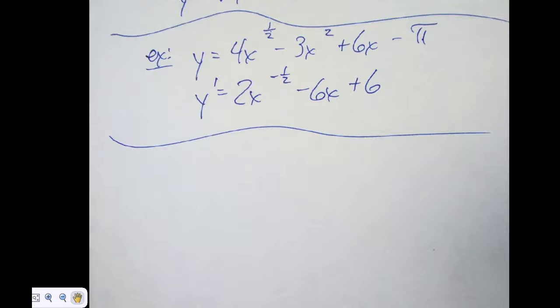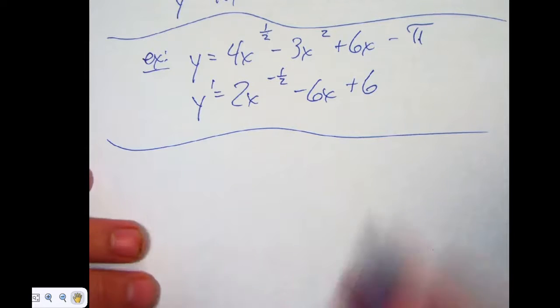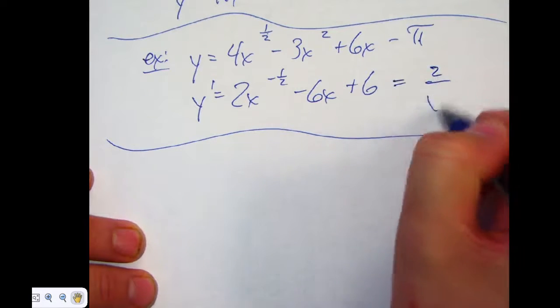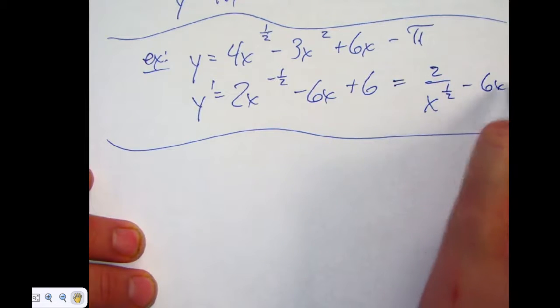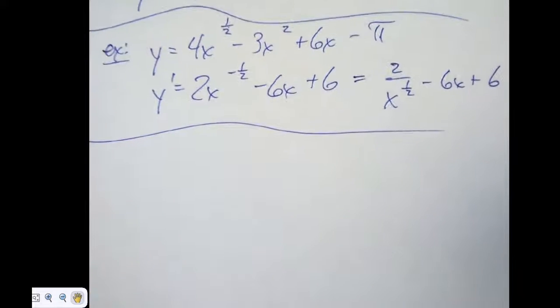I will. I'm not worried about it right now. There are certain times I'll want you to, certain times I won't, and we'll get into that down the road. So for right now, you can just leave it. If you wanted to, though, it'd be 2 over x to the 1/2, right? Either way, they're both correct.